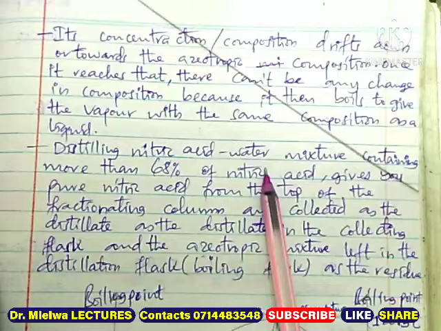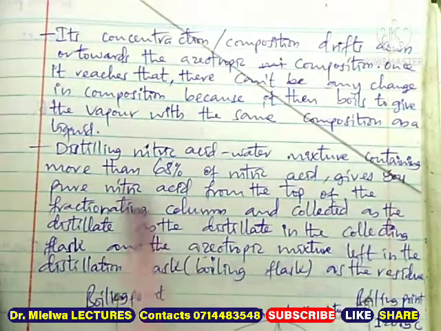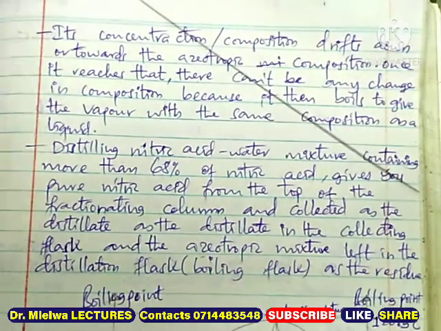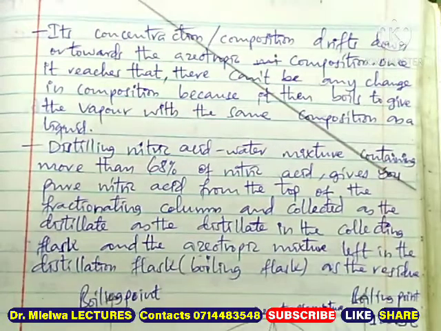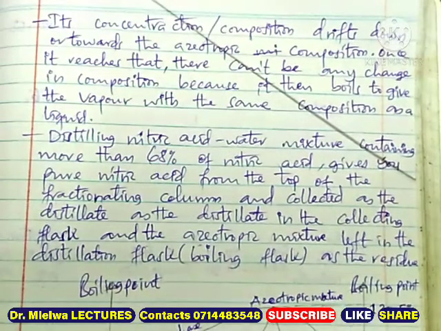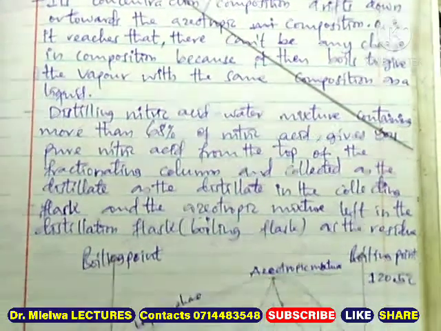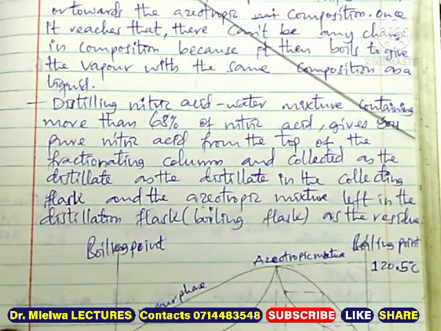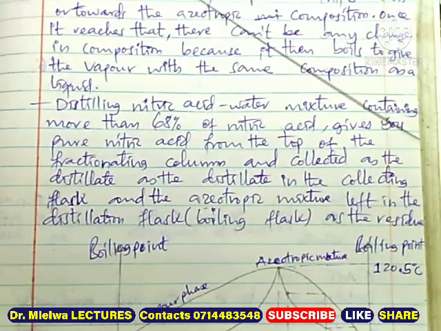So distilling a nitric acid and water mixture containing more than 68% of nitric acid gives you pure nitric acid from the top of the fractioning column, in the collector as the distillate in the collecting flask, and azeotropic mixture as the residue. Hiyo azeotropic mixture itapatikana kama residue. So hapo tunakuwa tumemaliza kuhusu behavior of non-ideal solution of negative deviation on distillation. That is how the non-ideal solution of negative deviation tends to behave on distillation.